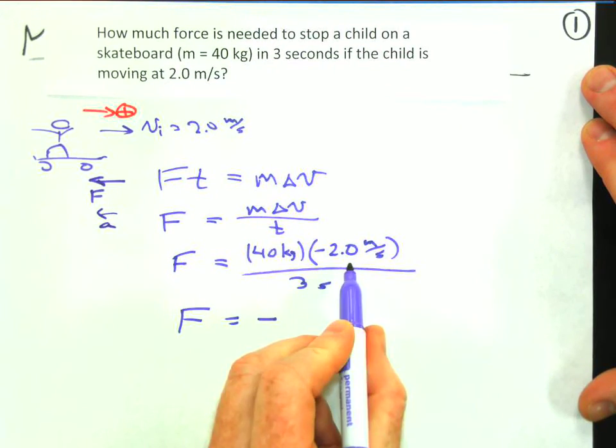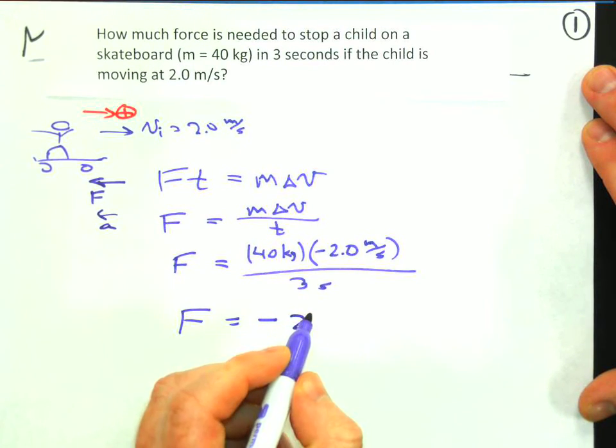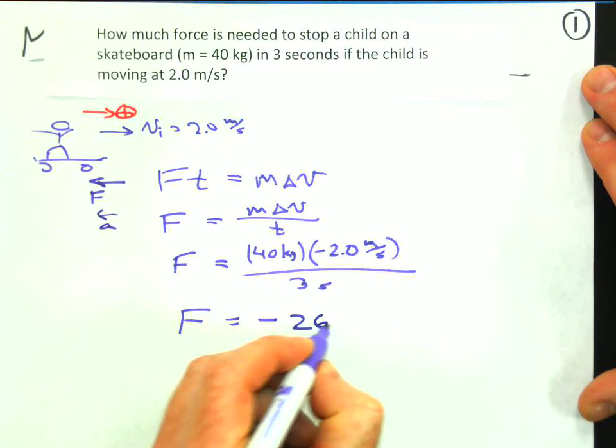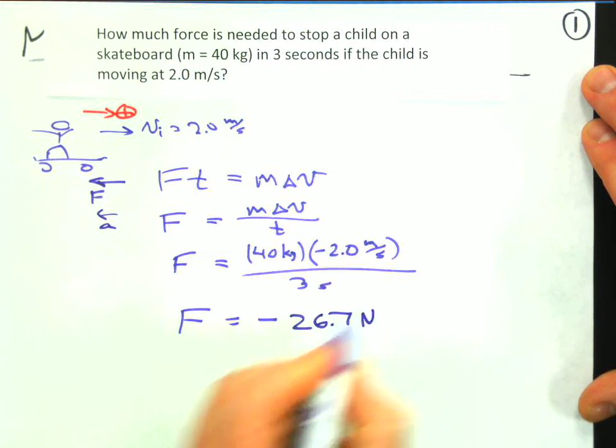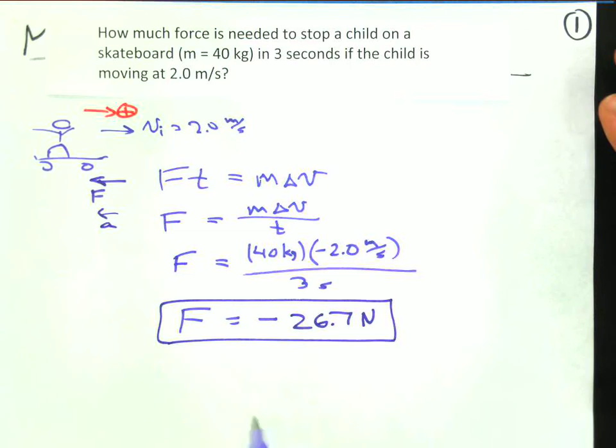And so here we go. 2 times 40 is 80. 80 divided by 3, do the math in your head. You get roughly 26.7 newtons. There's the force needed to stop that child in 3 seconds.